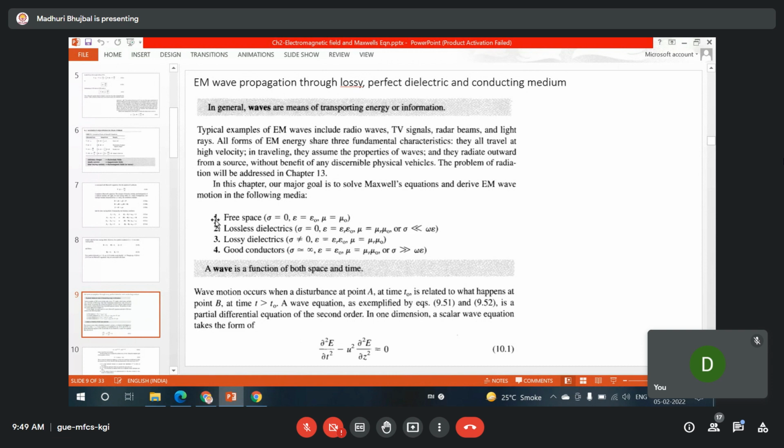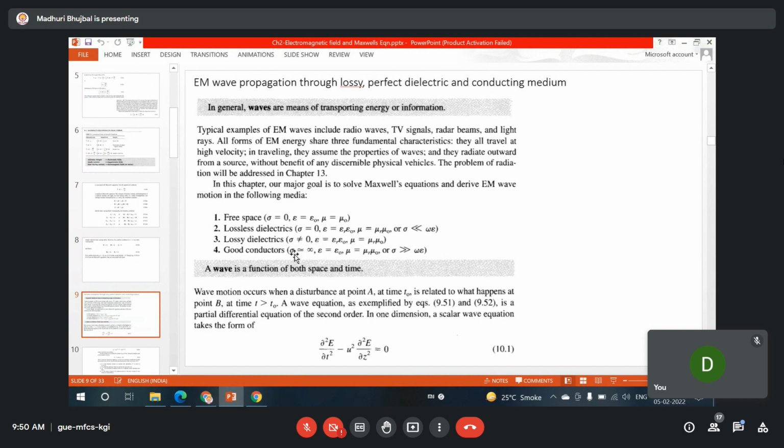Yesterday you wrote these four conditions. What is free space? How do we characterize free space using sigma, epsilon and mu values? Similarly, you have written how to define lossless dielectrics, lossy dielectrics, and good conductors. When we say good conductor, sigma, the conductivity of the material or medium, is approximately equal to infinity. Approximately means you can say the value of sigma is very high.